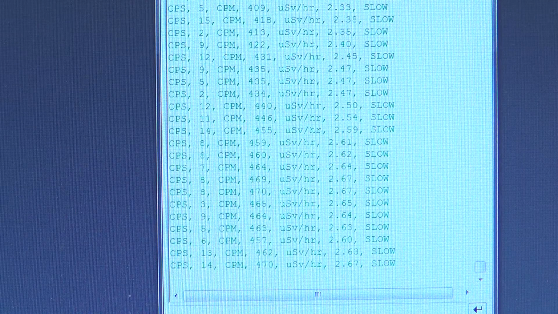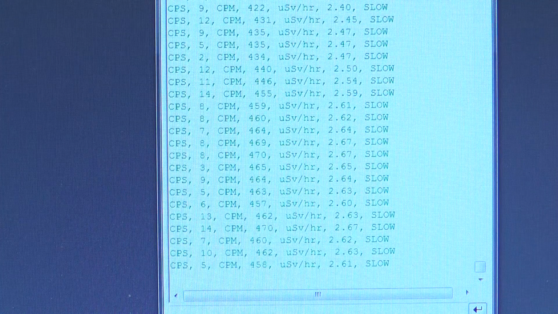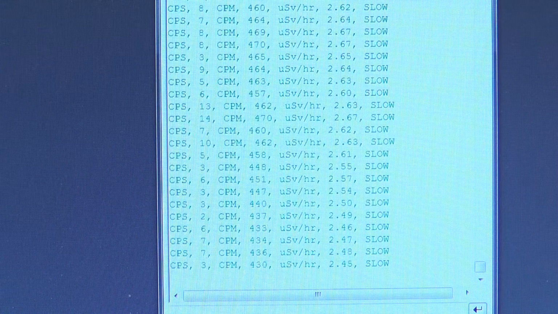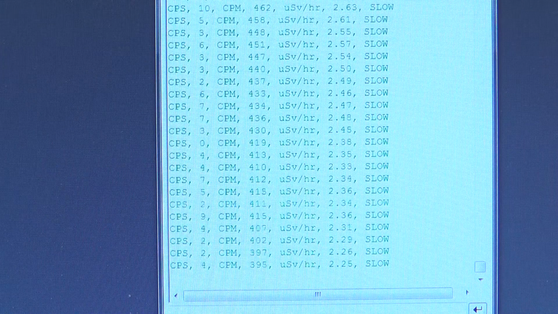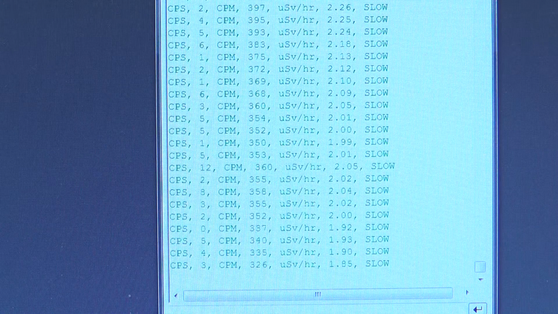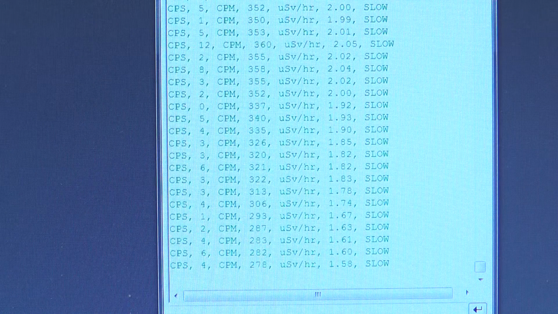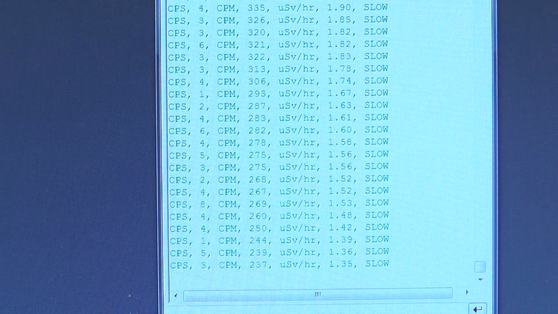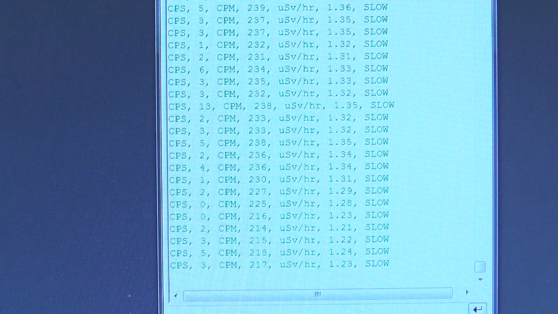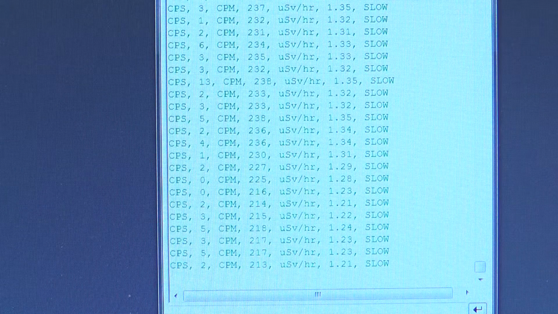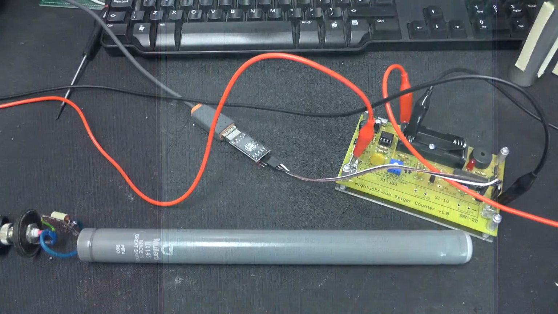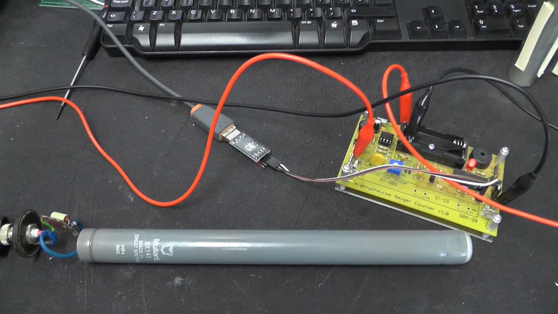Well, I think that's a pretty clear difference. Let's just take it off again. So I think that's settling back down now to around about the 200 that we saw before when we first started this. So I think that's really interesting.